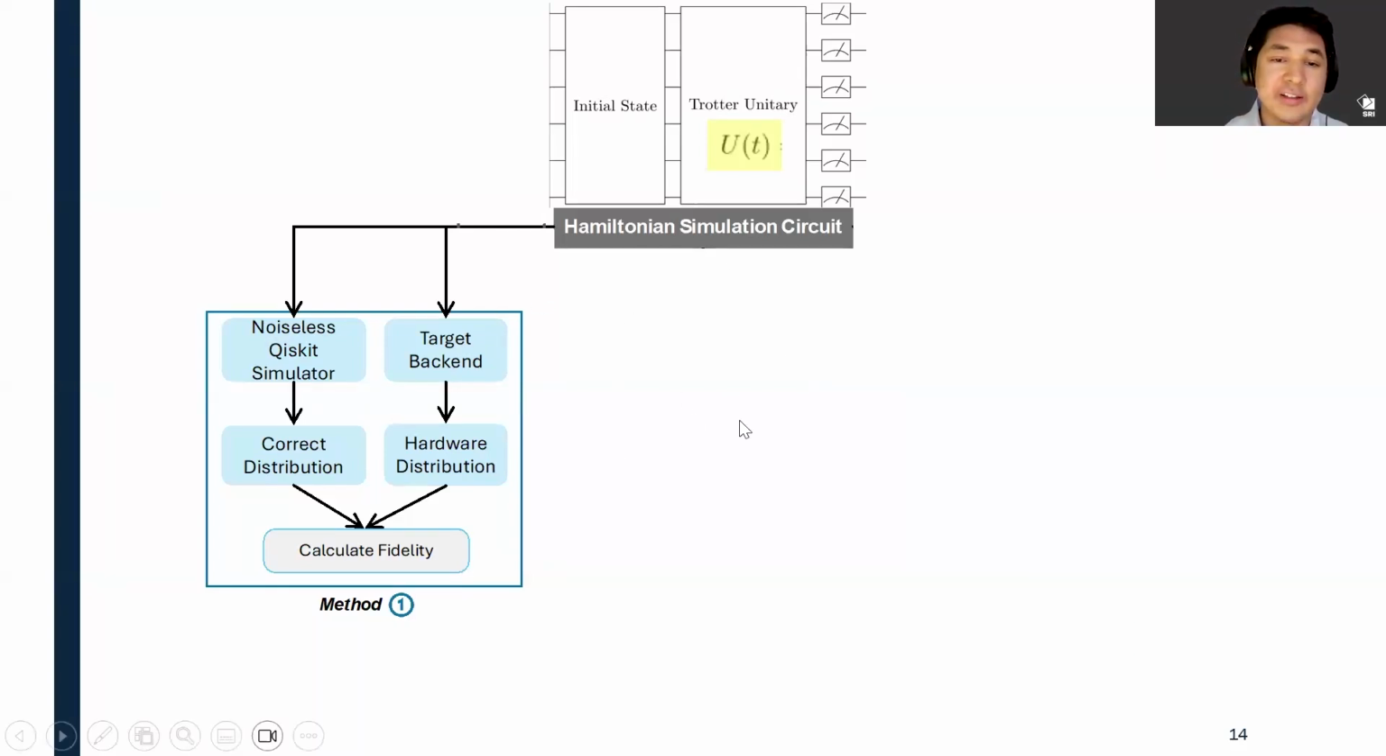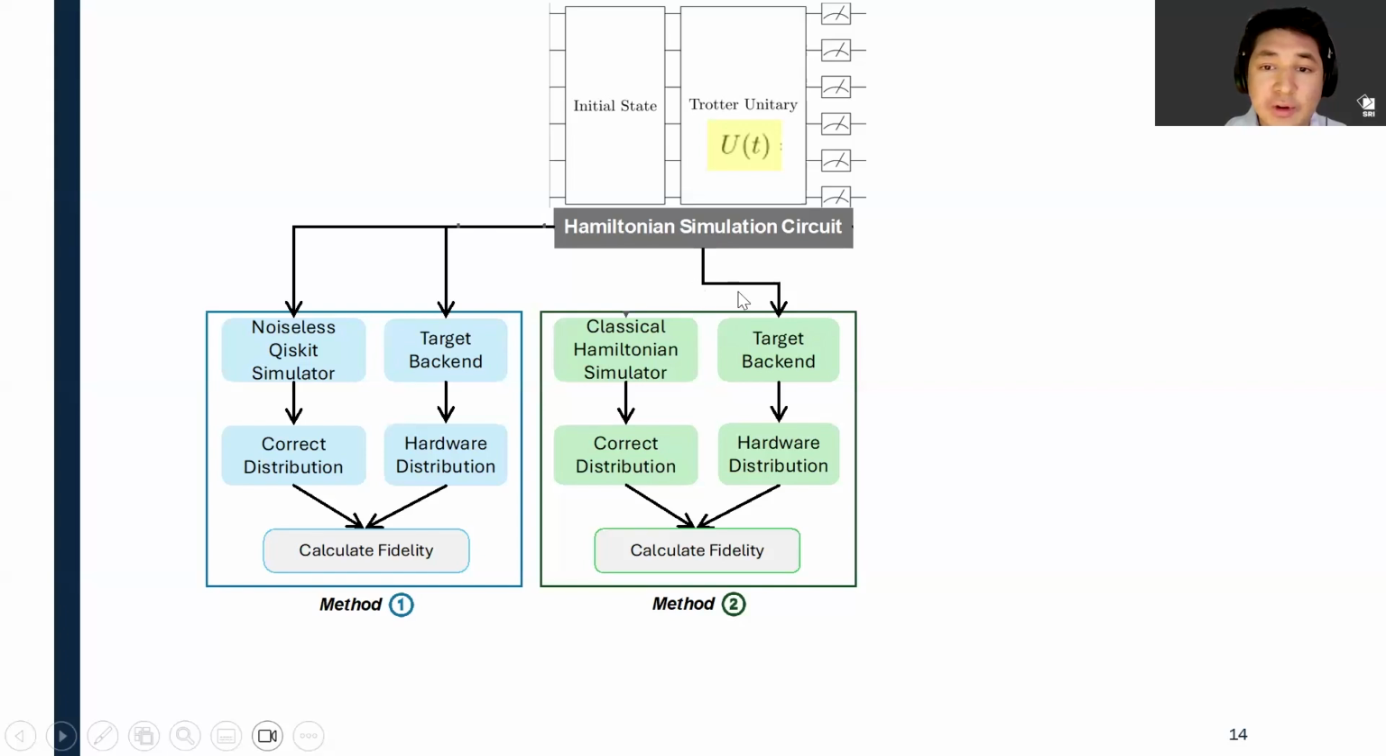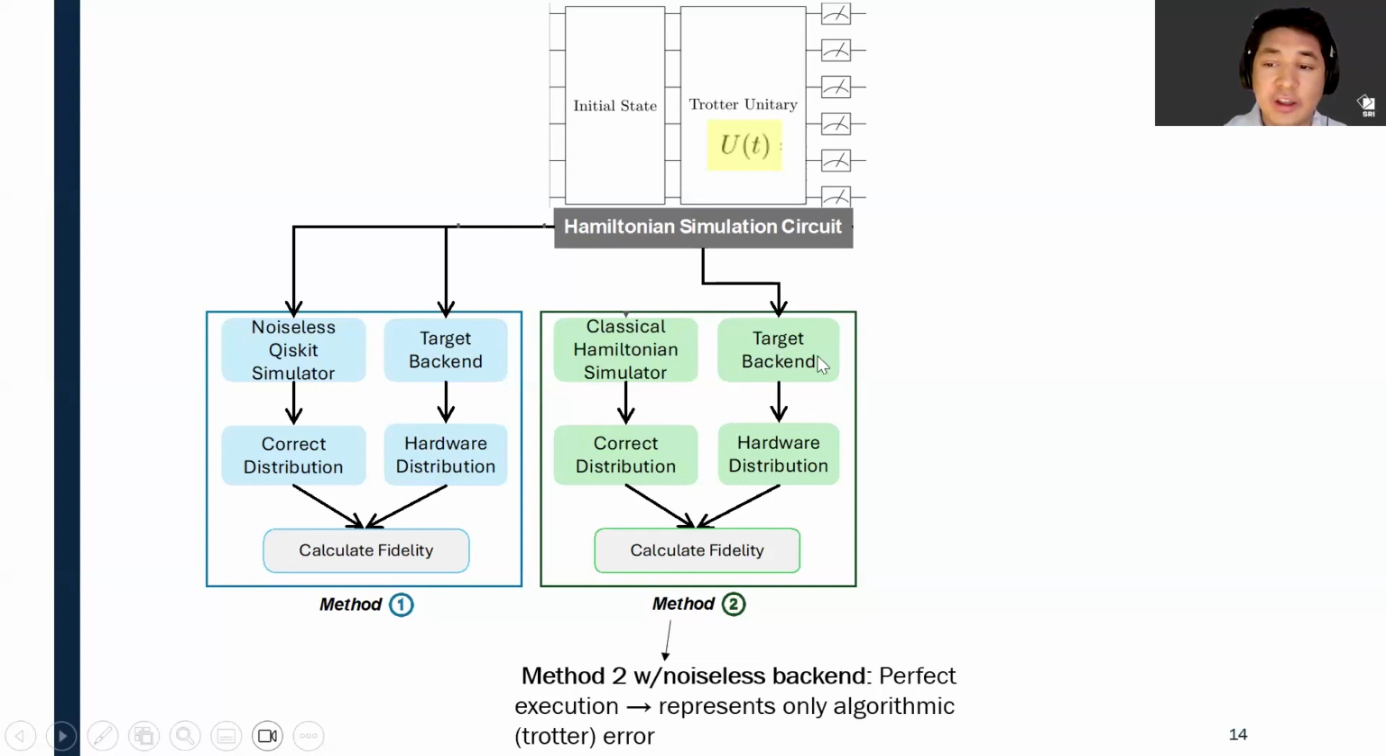So to put more context into the scaling comment, I'll explain how the methods work in more nitty-gritty terms. All the methods are based off of the original Hamiltonian simulation circuit, but in method 1, what we do is run this circuit in both the noiseless Qiskit simulator and the target backend to produce the fidelity. In method 2, we only run the circuit on a target backend, and to produce a correct distribution, we run it on this classical Hamiltonian simulator, which exactly performs the dynamics. So there's no trotterization type approximation being done there. It's exact. Note that this means if the target backend is noiseless, we should only get the trotter error, since this result is perfect, whereas the target backend will only hold a trotter approximated circuit.